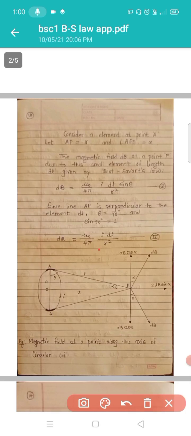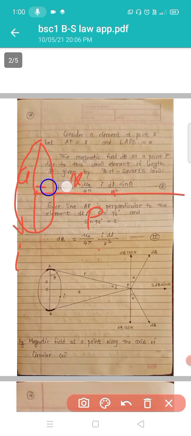See in figure. There is a circular coil of radius a carrying current I. Now consider a point P on the axis of the circular coil at a distance x. The point P is at a distance x from center O.